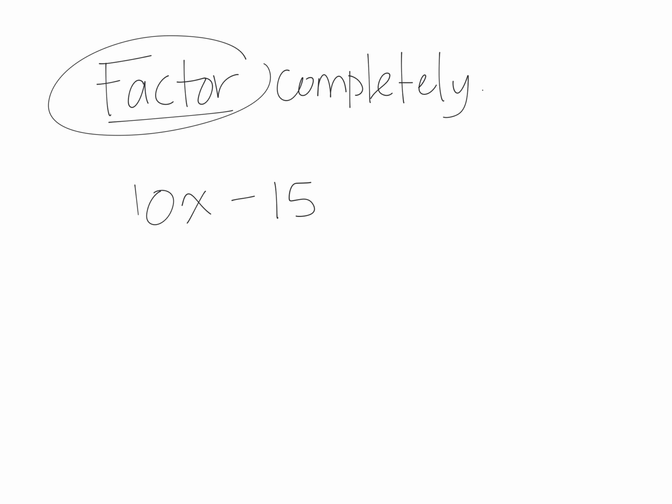So you're working backwards. This is the answer. Okay, I want to know what times what gives me 10x minus 15. Well, what's the opposite of multiplication? We're trying to figure out what two things we multiply together to arrive back at the answer. So the opposite of multiplication is division. So when you're factoring, you're actually dividing.